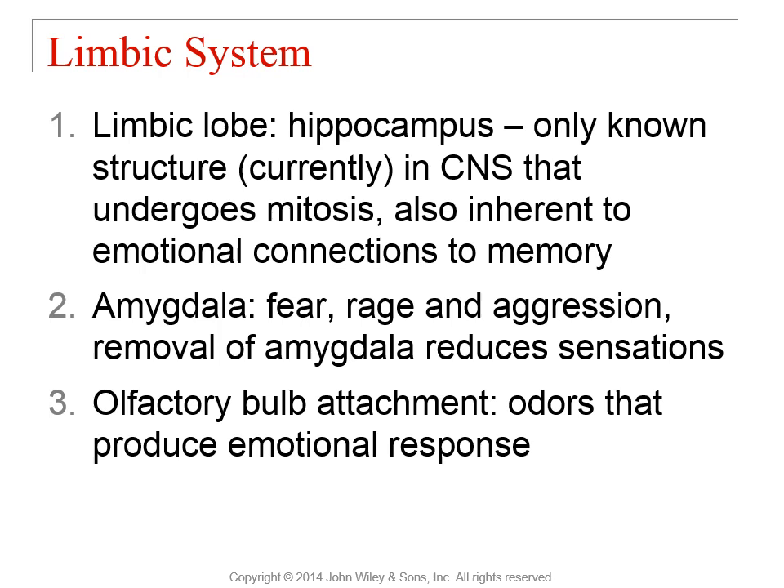So again, three areas: the limbic lobe is going to be the hippocampus. So again, the only area in the central nervous system that's going to mitotically divide, very important for emotional connections to memory, and it's going to tie into both the amygdala and also the olfactory bulb in particular. So you use a lot of fear, rage, and aggression. And of course, odors a lot of times can produce certain types of emotional response.